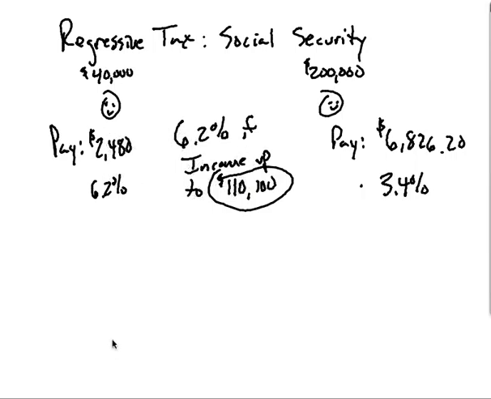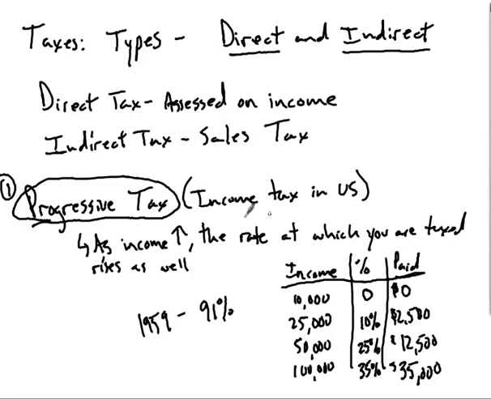All right, so that's it for the taxes. Remember, regressive, proportional, and progressive taxes. Those are the three that you must know. The EOCT likes these questions a lot.